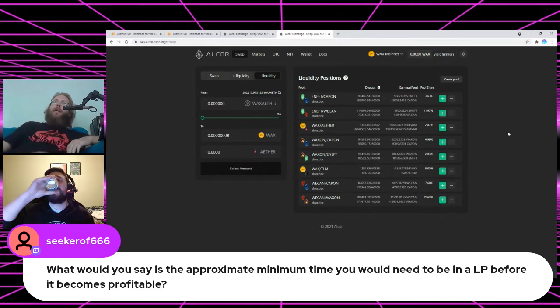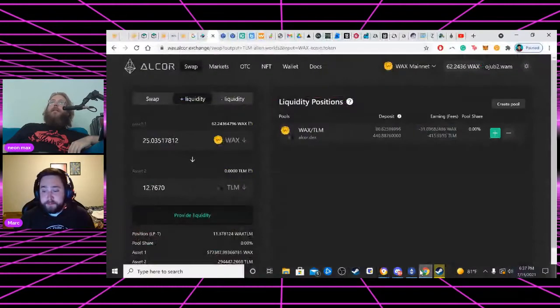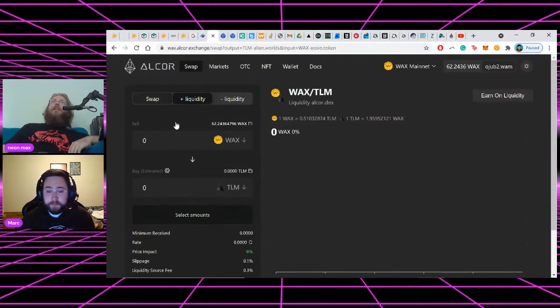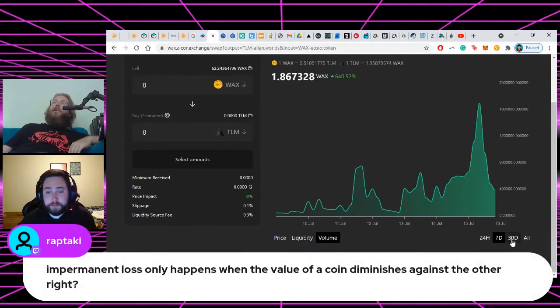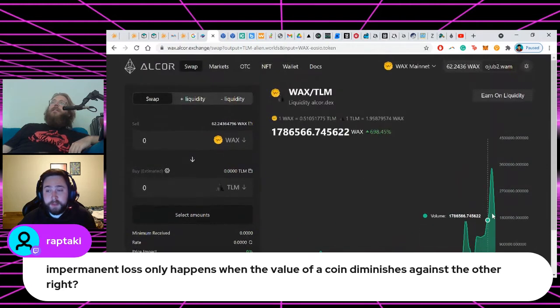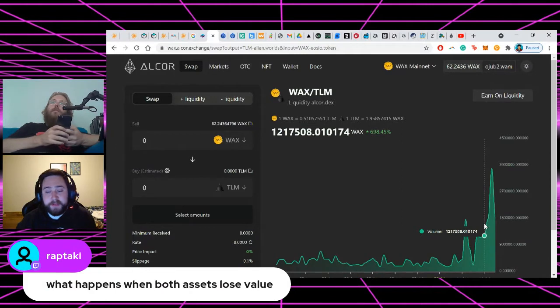Here, I'll pull up my stream and show you the Wax TLM pool. If we're looking at the Wax TLM pool, you can check the volume in this pool, and we can go to 30 days. So the impermanent loss is slightly different in the Wax world than it is in the Ethereum world, like Uniswap, for example. And Max can go into that later as far as how he liquidity pools on Uniswap, if other people are into that kind of thing.